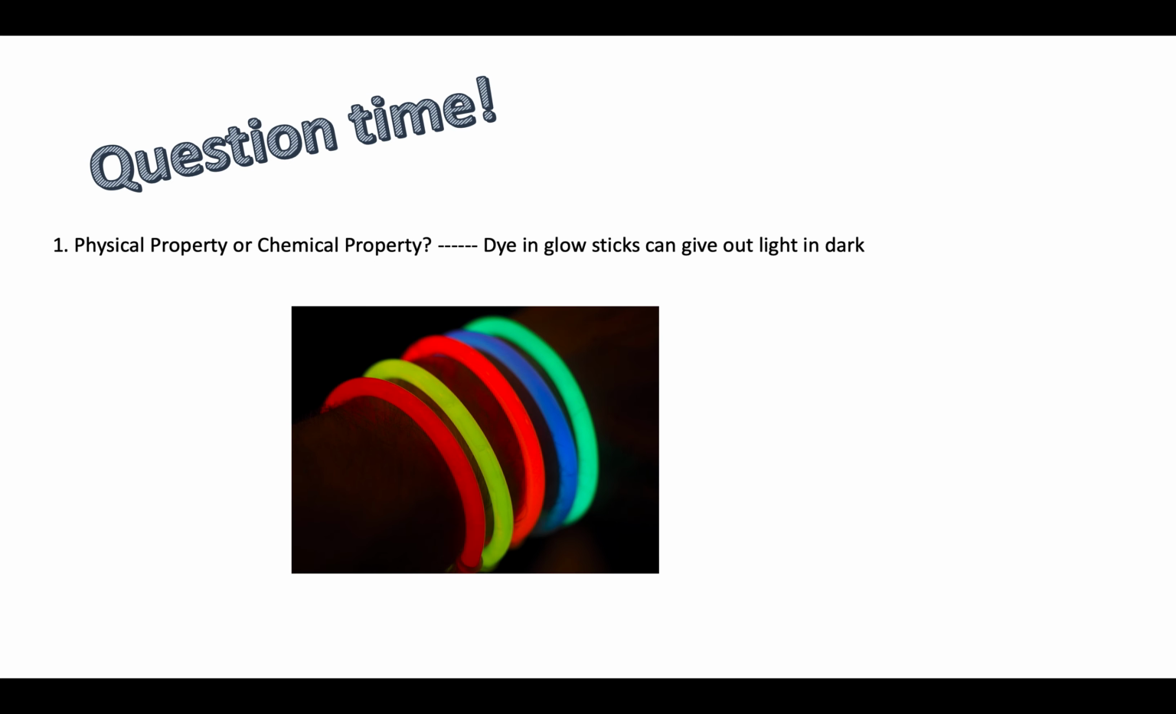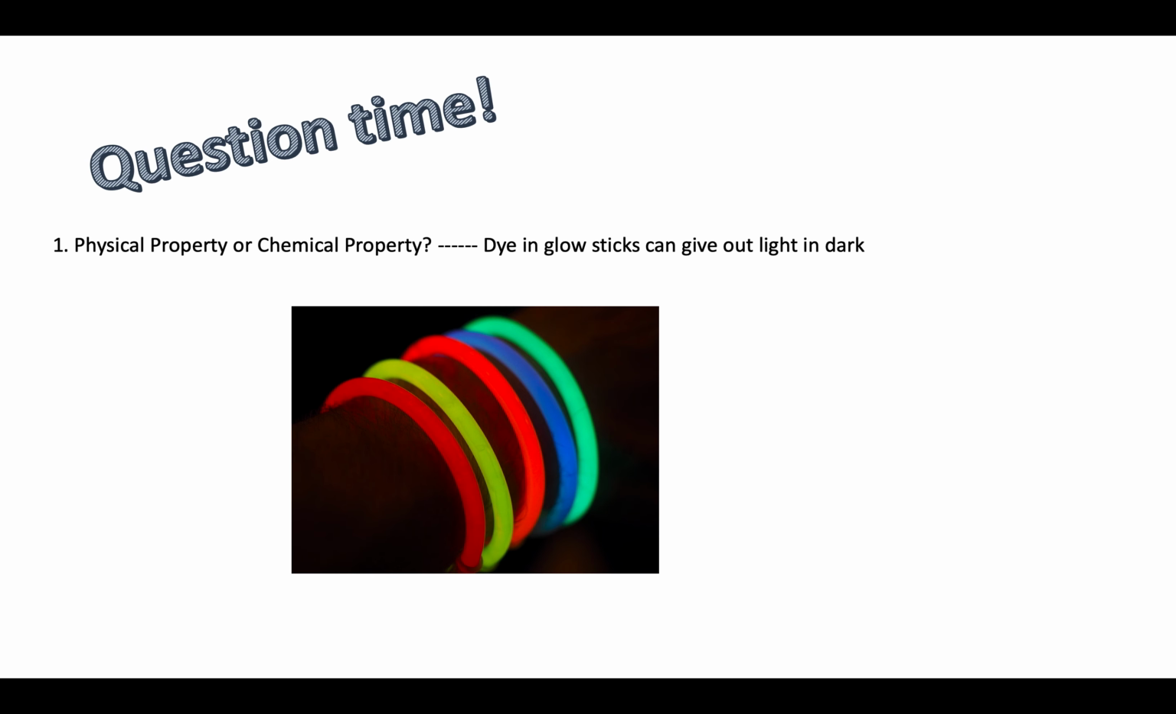So first one, is this a physical property or a chemical property, that the glow sticks can give light in the dark? Well, usually it does not shine, but sometimes when you bend it, it starts to glow, right? So it'll be a chemical property because there is a change.